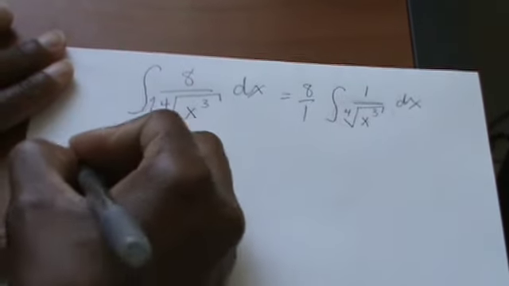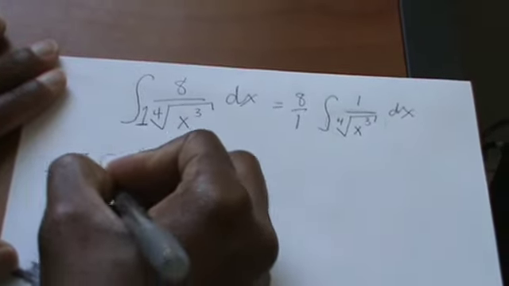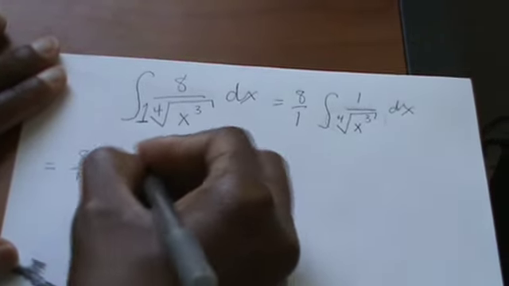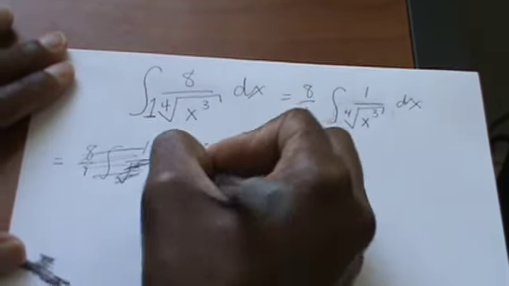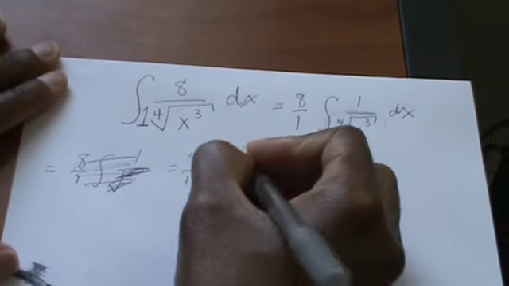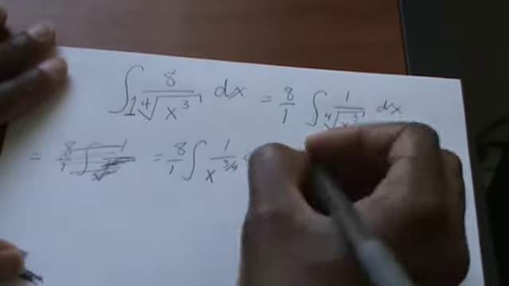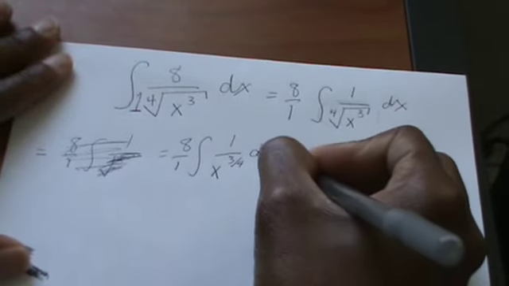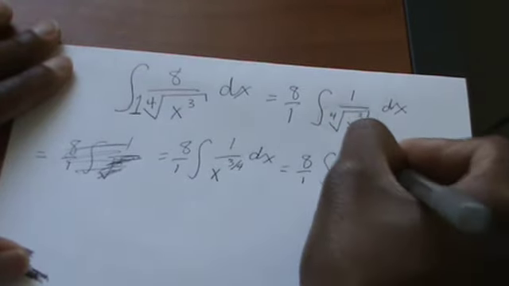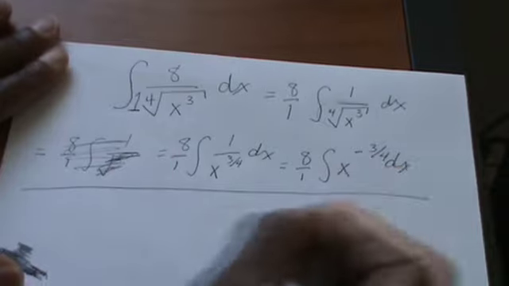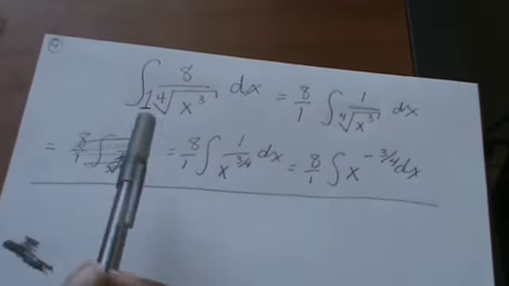So this equals 8 over 1, the integral of 1 over, oops, kind of got ahead of myself. So this equals 8 over 1, the integral of 1 over x to the 3 over 4 dx, which equals 8 over 1, the integral of x to the negative 3 over 4 dx. Okay, all of this is just a rewrite. Notice I haven't even gotten to the antiderivative. I just took my time in doing the rewrites.